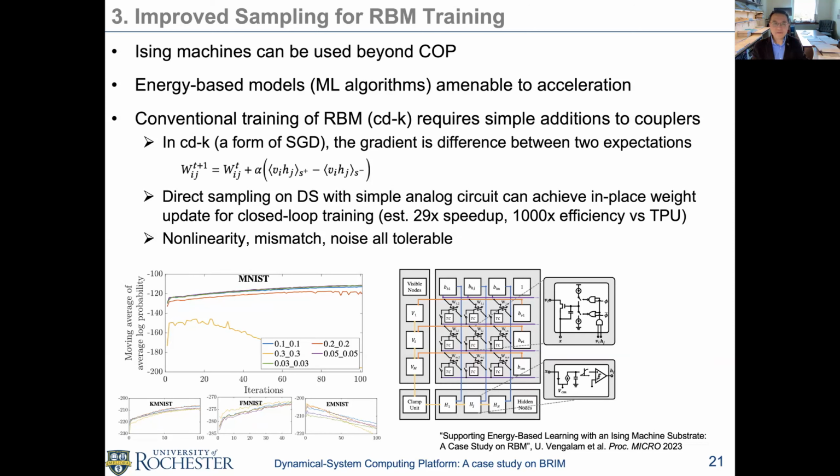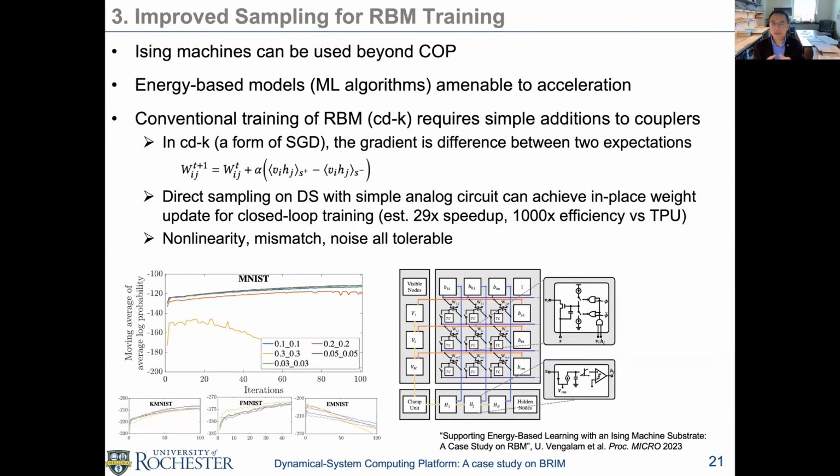If you look at the math, the training boils down to this formula, and the angled bracket means expectation. The expectation cannot be calculated in closed form, so you do sampling. This is where dynamical systems or Ising machines shine, because as the system evolves naturally, we can just take samples. In theory, they are just as good samples as the conventional algorithm, which sets up a Markov chain or Gibbs sampling.